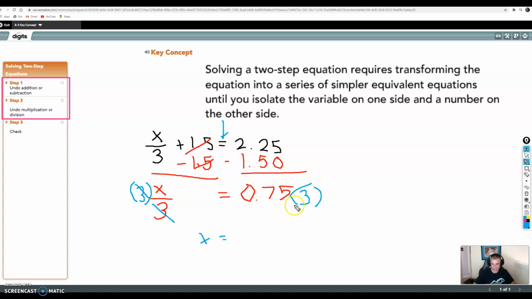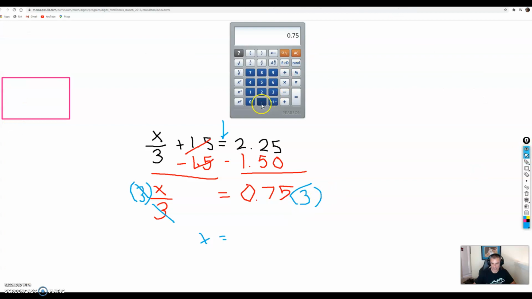On the right-hand side, I have 0.75 times 3. So we'll go back to our calculator, and I'll say 0.75 times 3 equals 2.25. So x in this case is equal to 2.25.